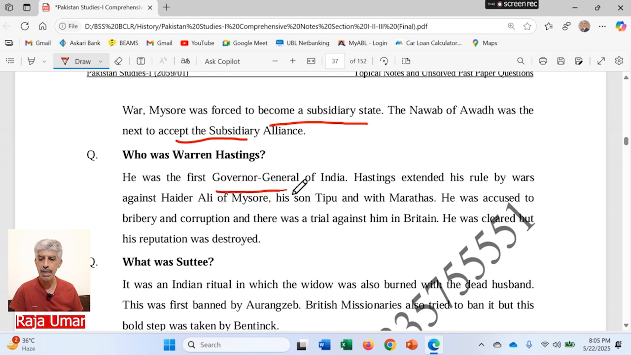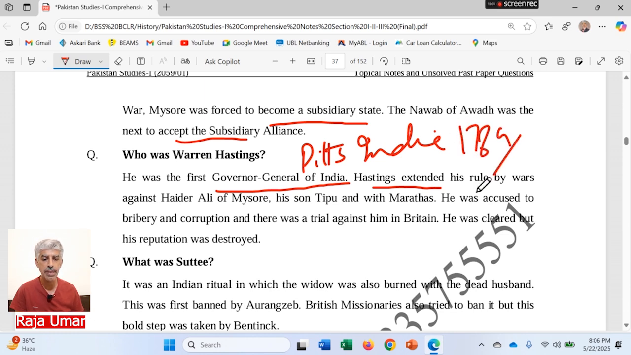Who was Warren Hastings? He was the first Governor General of India. Keep in mind that after Pitt's India Act, Warren Hastings was the first Governor General of Britain in India in 1784. He extended his rule by wars against Hyder Ali of Mysore, his son Tipu Sultan, and the Marathas. He was accused of bribery and corruption, and there was a trial against him in Britain. He was declared not guilty, but his reputation was destroyed there.